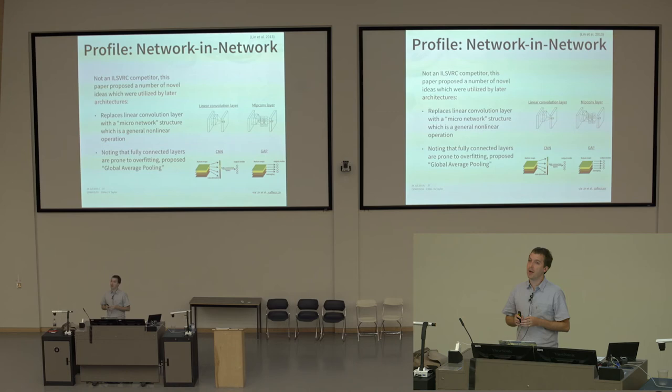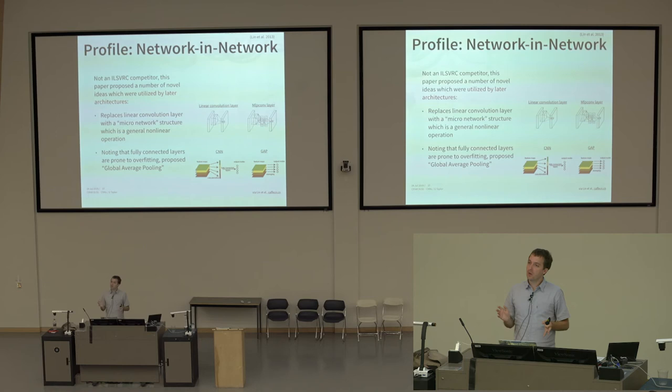In particular, it replaced linear convolution, as we described earlier, with a kind of micro network structure. Instead of sliding a linear kernel over the image, you can imagine sliding a mini MLP or feedforward net over the image. It was basically a general nonlinear function operator embedded in the convolution. It also recognized that vectorizing the highest-level feature maps, reducing them to a vector, and then applying fully connected layers was really expensive, particularly in the number of parameters. So it did away with that and used something called global average pooling.